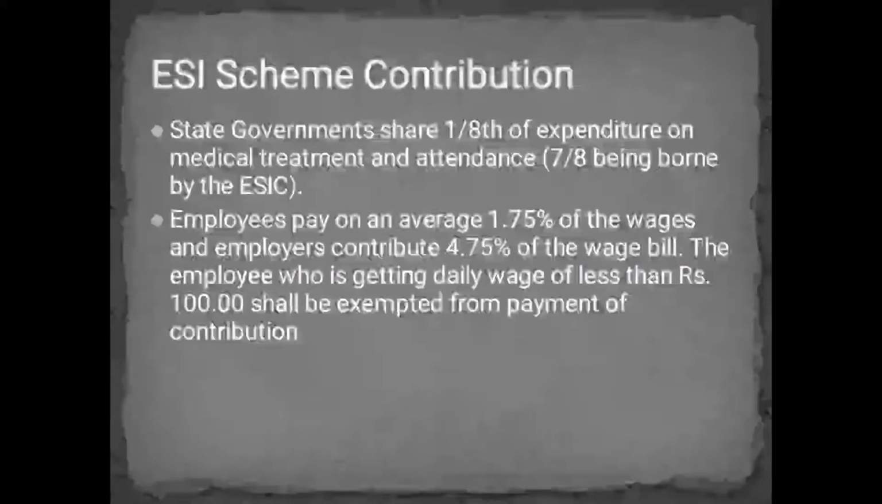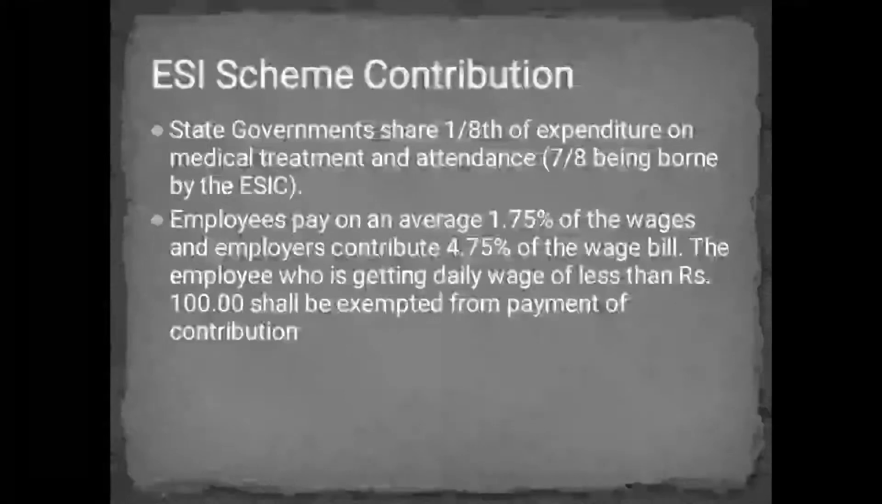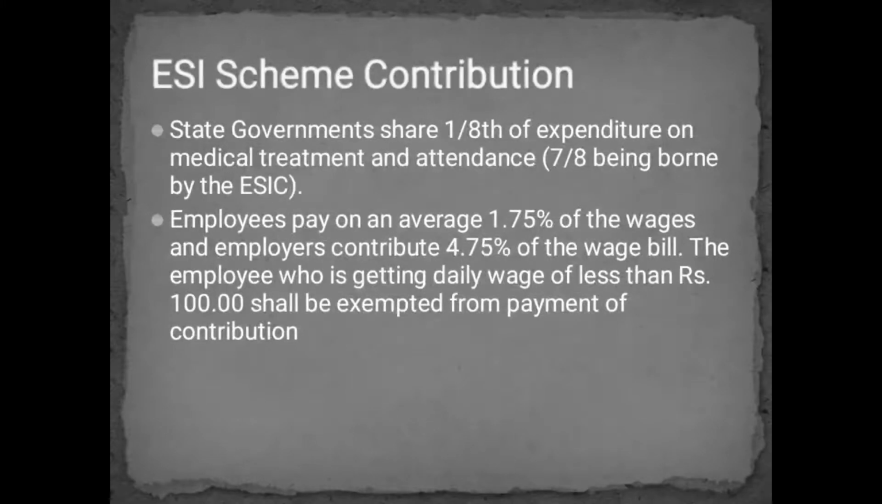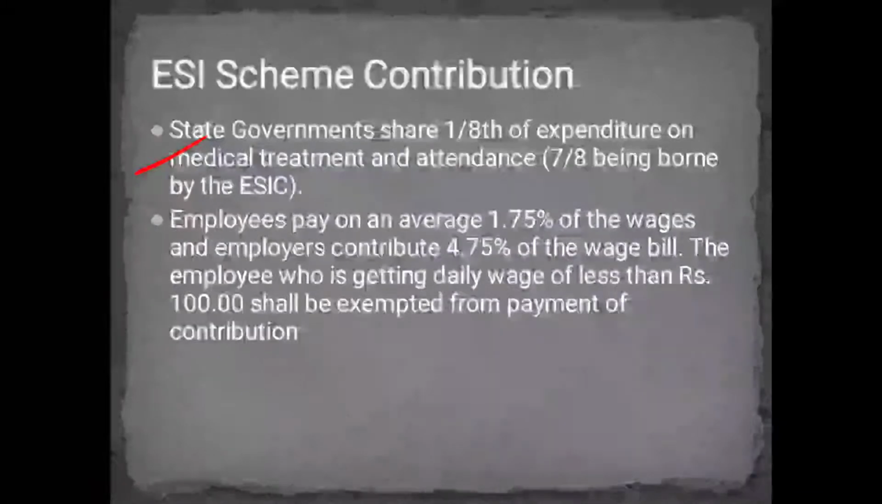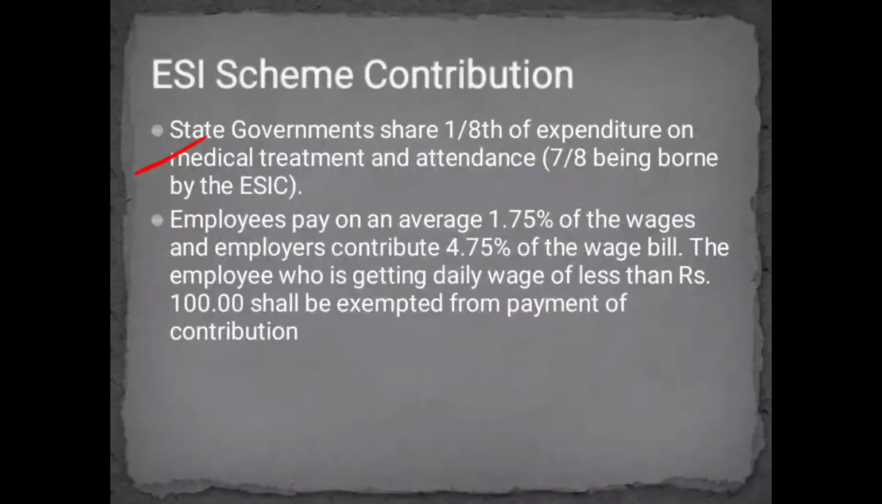Next, the ESI scheme contribution, how much do they contribute? See, the state government's share is 1/8 of expenditure on medical treatment and attendance. So 7/8 is borne by the ESI. Whatever you get from the ESI, for example, if 200 rupees are paid, 175 rupees are paid by the ESI and 25 is given as a contribution from the state. That we must know.